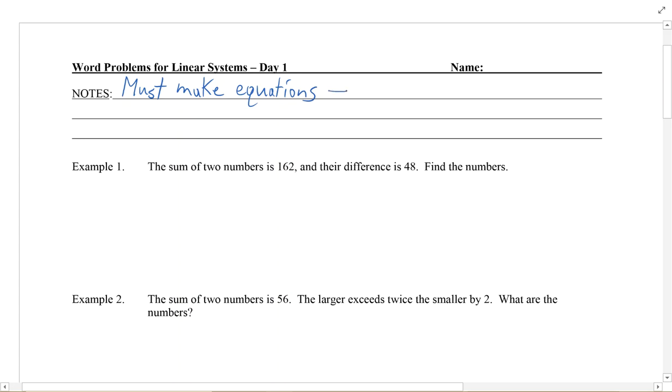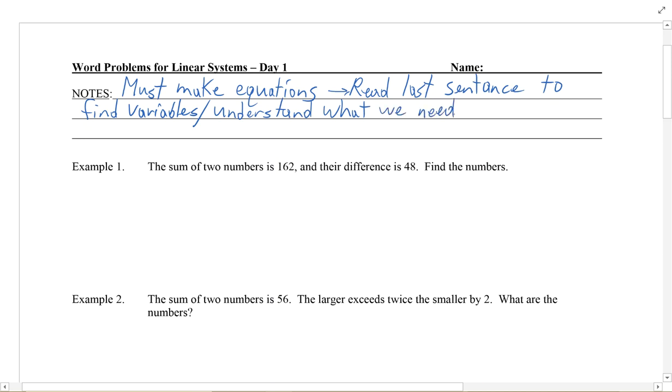What you also want to do is read the last sentence to find the variables and understand what we're looking for. Understand what we need to find.